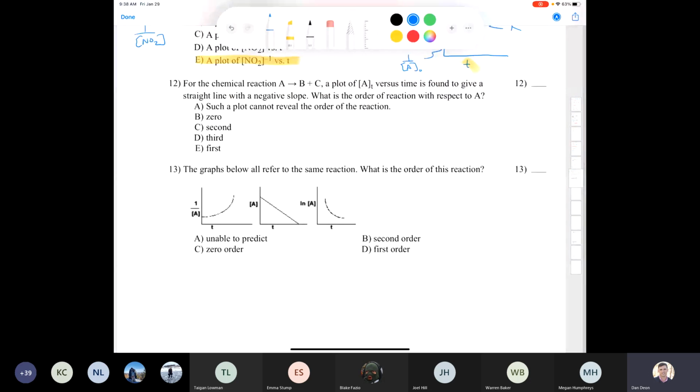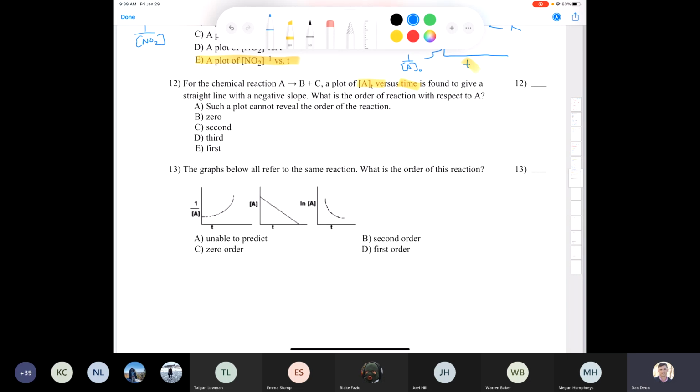It says for a chemical reaction, A produces B plus C, a plot of the concentration of A versus time is found to give a straight line with a negative slope. What is the order of the reaction? Could anybody tell me what the order of this reaction would be if I'm getting a linear plot from the concentration of A versus time? Exactly. It's zero order, right?